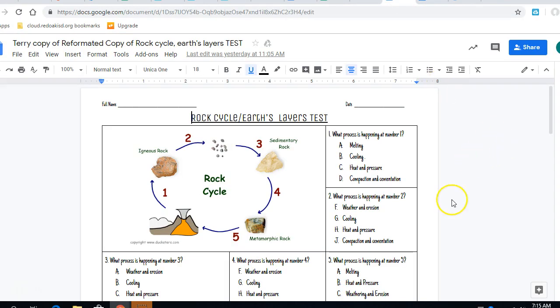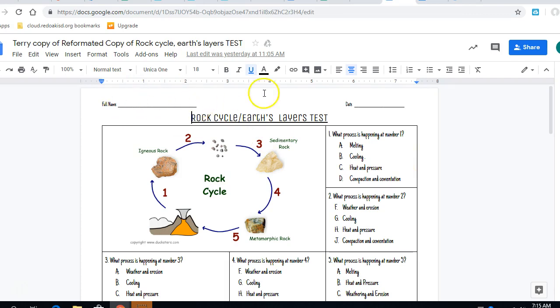Good morning, everybody. Welcome to your final test of the year over the rock cycle and Earth's layers. Please feel free to pause the video at any time and rewind if you need to hear a question read to you again. Please pay very close attention to what I'm telling you, and good luck on your test today.